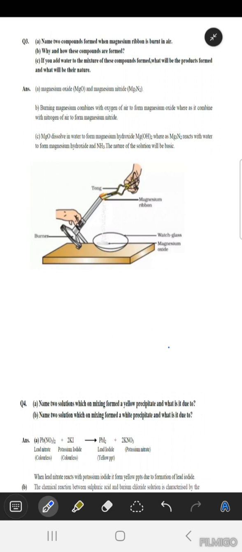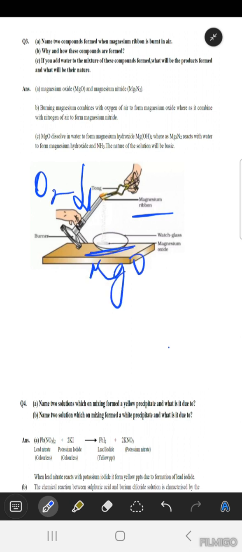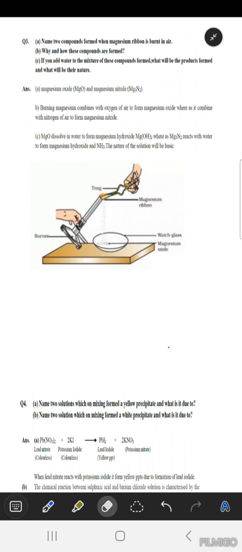As you can see in the figure, when magnesium ribbon is burned in the presence of oxygen, what we get is magnesium oxide, which is in white powder form. Similarly, magnesium reacts with nitrogen and what we get is magnesium nitride. So there is a formation of magnesium oxide and magnesium nitride.